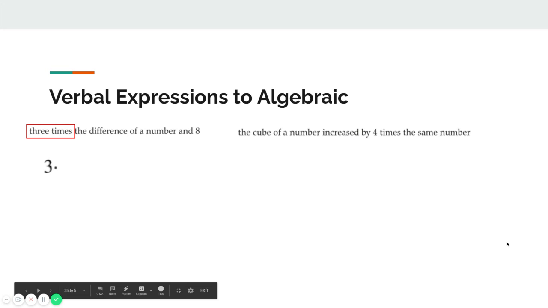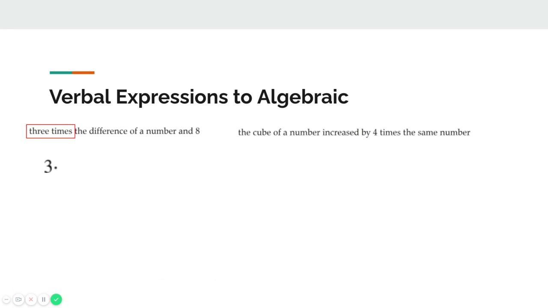First, did you notice that it said 3 times, so that we were going to do the number 3 times something? What are we multiplying by 3? It says here that we're multiplying by a difference. And if you think back to the previous slide that I had, difference meant that we were going to use parentheses. What are we taking the difference of? That's another one that we want to look for the word and. It says that we're taking the difference of a number and 8. So that's what's going to go in my parentheses.